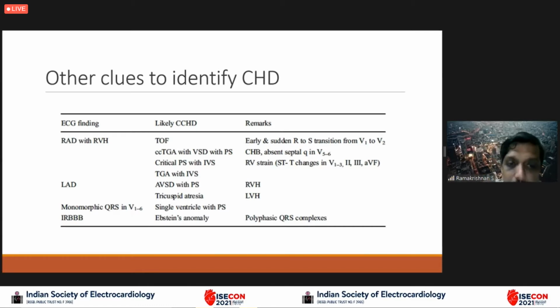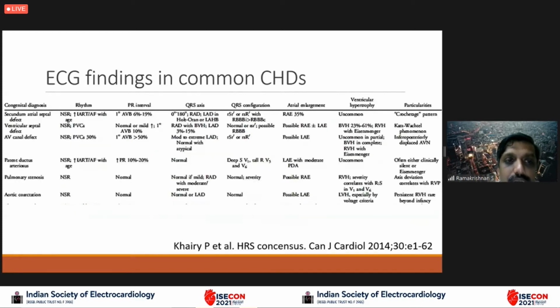So single ventricle with PS will have tetralogy-like physiology, especially in adults coming with cyanosis. Incomplete RBBB with polymorphic QRS complexes will indicate RBBB, whereas single ventricle with PS will have monomorphic QRS in V1 to V6. For lack of time, I can't cover all the abnormalities, so I'll be happy to share the slides if anybody wants them.